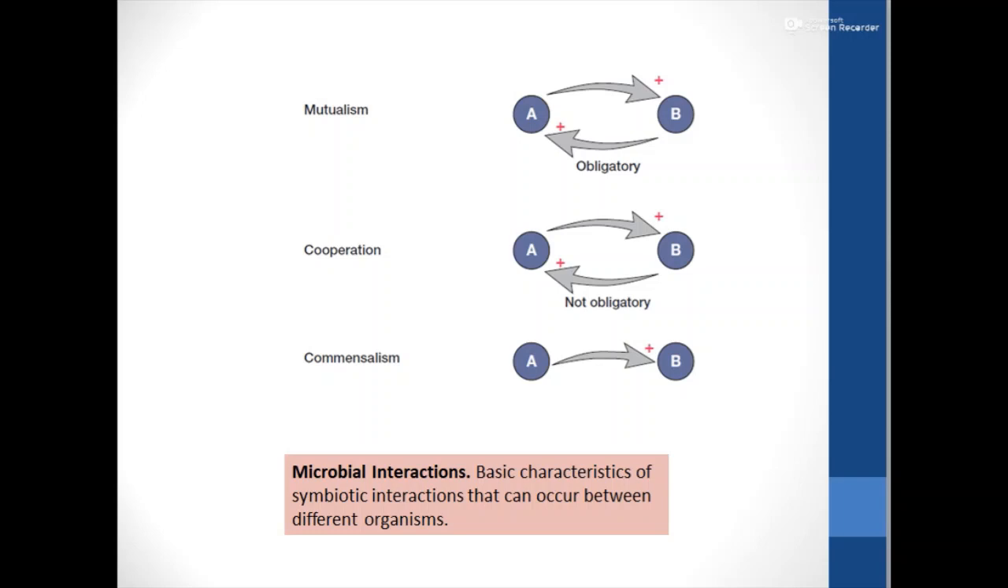Now, the next type of interaction that we have is cooperation, in which an interaction between organisms A and B is positive in nature, but it is not obligatory. That is, it is not a must that the organisms should be associated. Even without the interaction, they can live. So that's the case of a cooperative reaction.